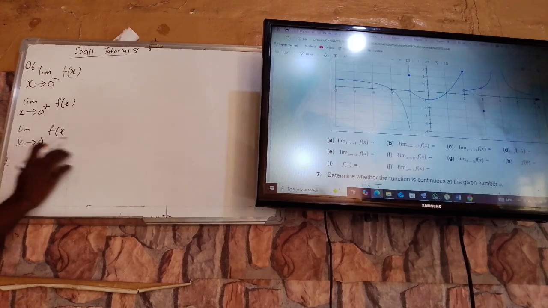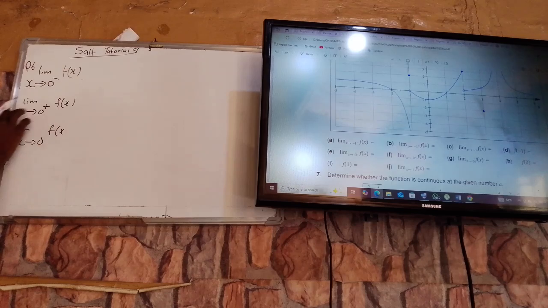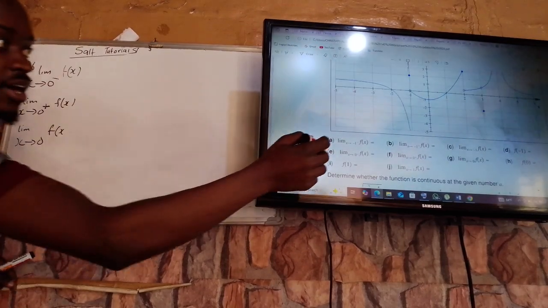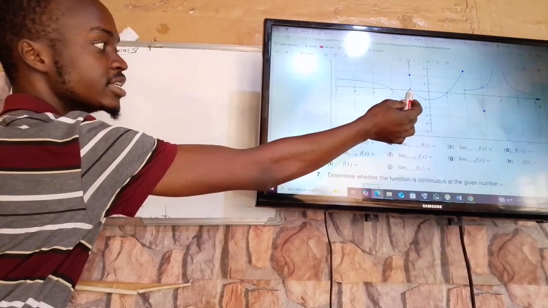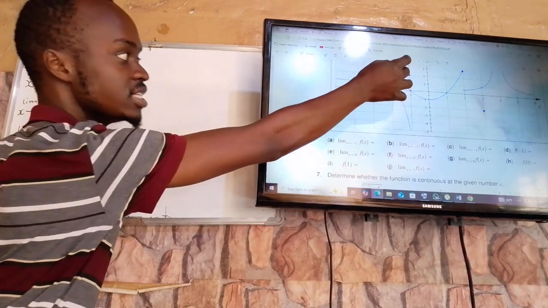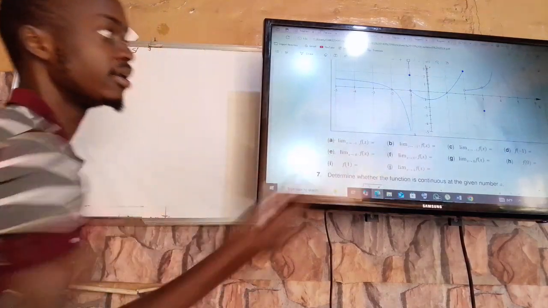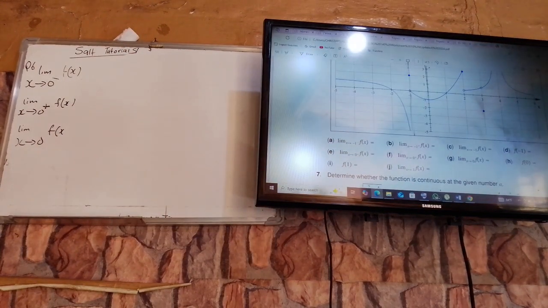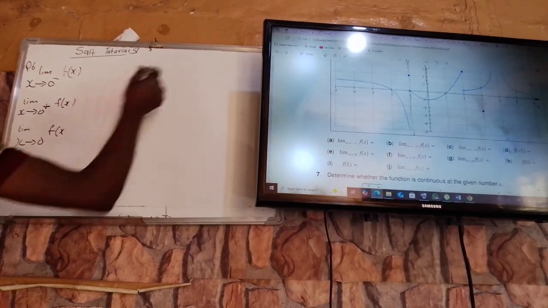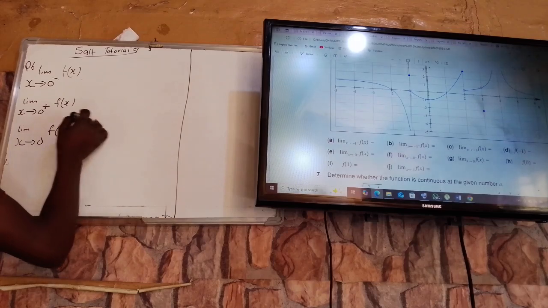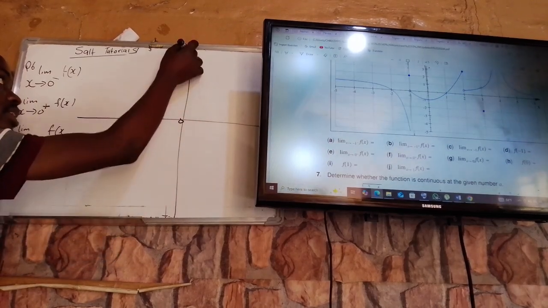So this general limit can only exist if the left limit and the right limit are the same. So x should be equal to 0. In your graph, where is x equal to 0? It is at this point. Draw a line at x equal to 0. This line, sorry, x equal to 0 is this line. We are going to use that line to evaluate the left and the right limit. If you look at your Cartesian plane very carefully, x equal to 0 is at this point. This is the line we're talking about.